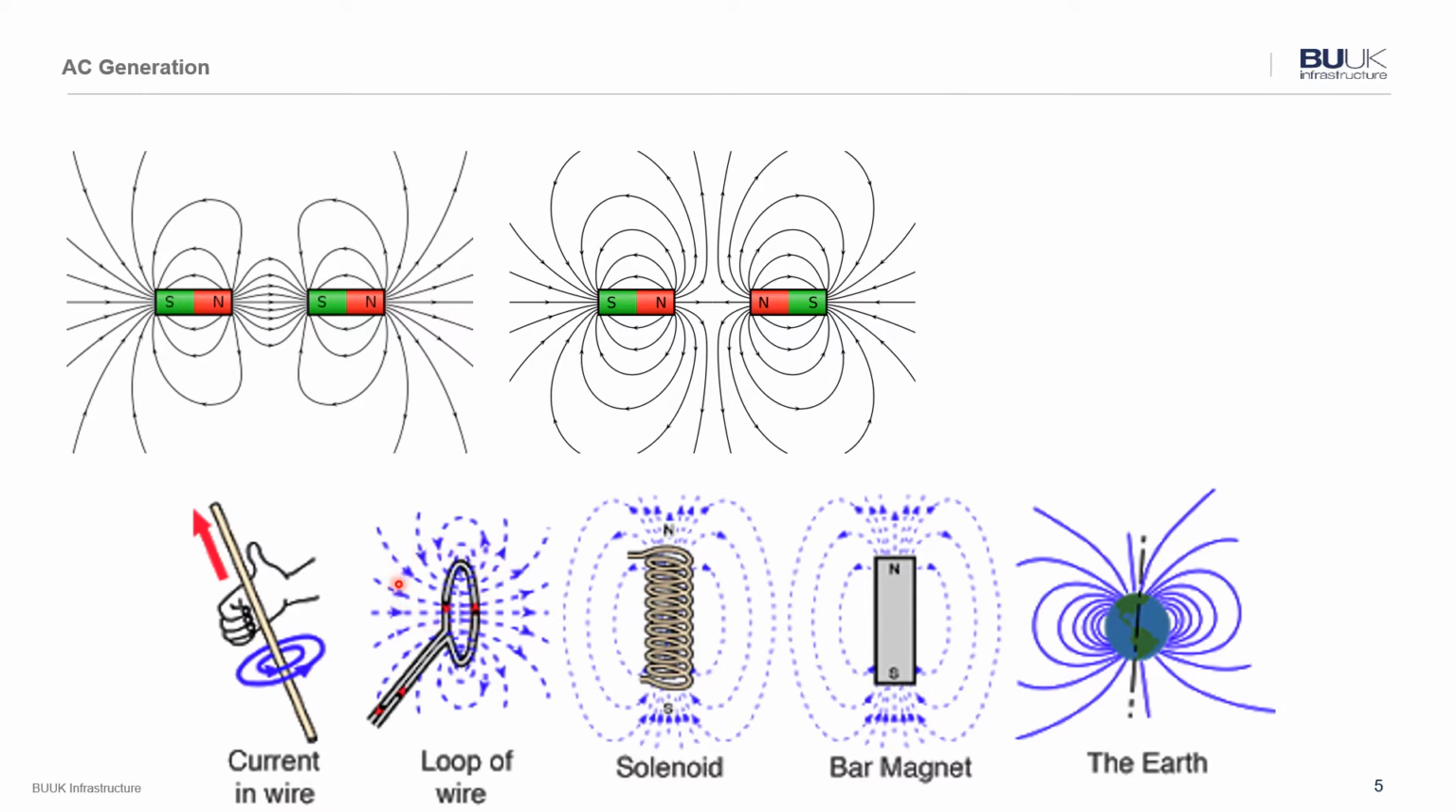It's still quite weak, but then if we bring more turns together, we can multiply the size of the magnetic field that's produced by having more and more turns of wire. If you compare the magnetic field produced by a solenoid or a coil of wire, you'll see that it's very similar to a bar magnet, as we've got up here. And it's the same as the Earth, which has an iron core, and as that's moving and rotating, it produces a magnetic field.